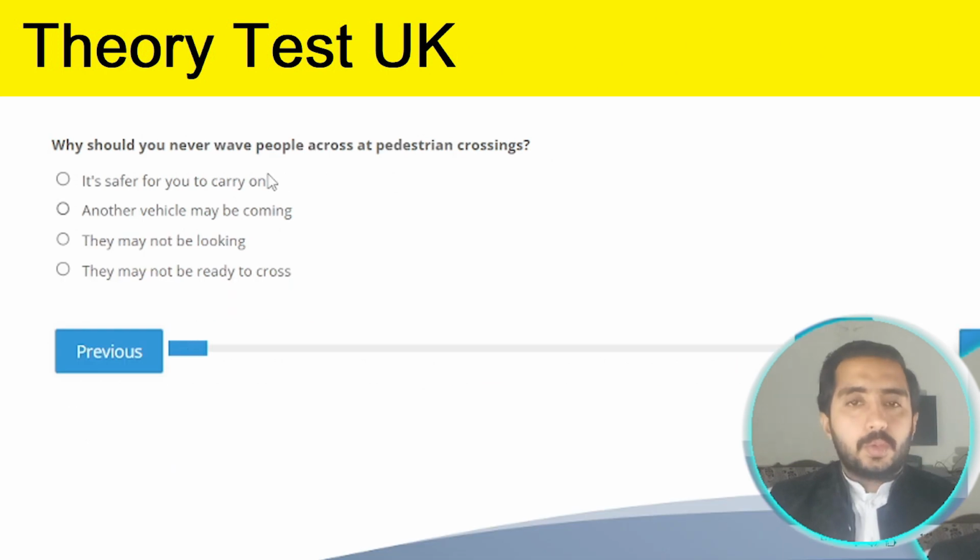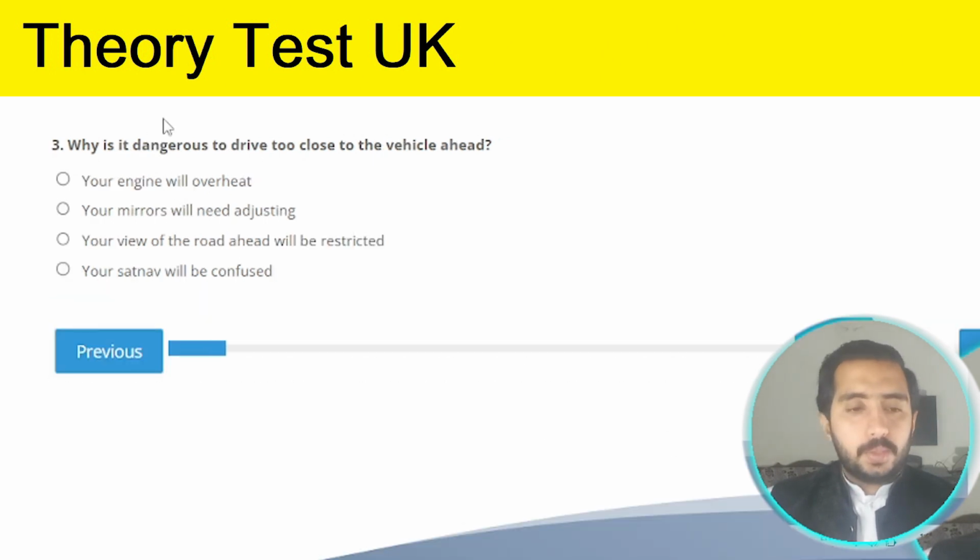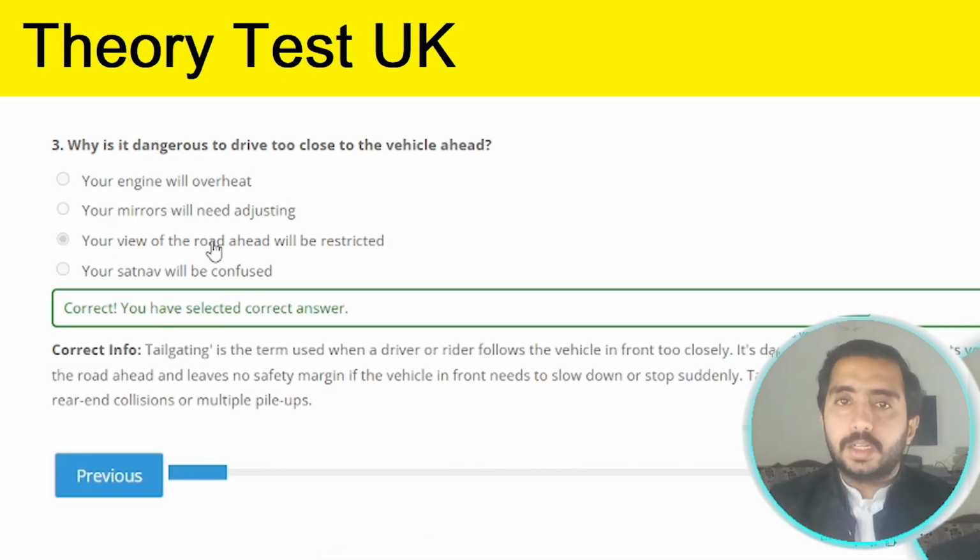Next one, question number 2. Why should you never wave people across at pedestrian crossings? The correct option is another vehicle may be coming. Option B is the correct one. Next question, question number 3. Why is it dangerous to drive too closely to the vehicle ahead? Because your view of the road ahead will be restricted. Option C is the correct option.